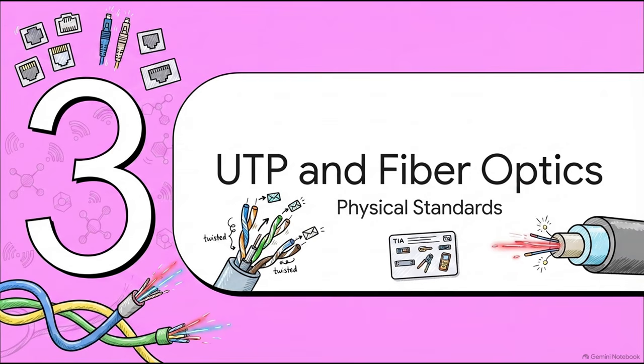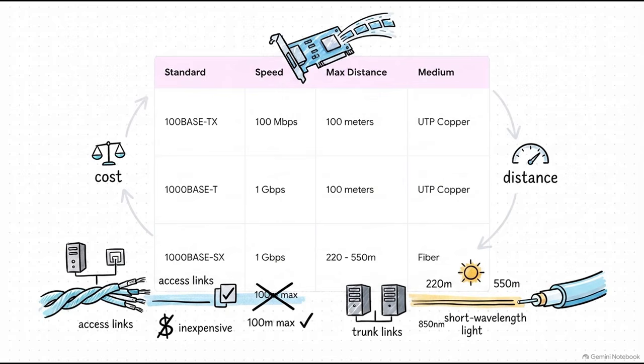Section 3. UTP and fiber optics. All right, so the NIC fires the data out, but what exactly is it traveling through? We've basically got two main highways here. On one side, we have unshielded twisted pair, or UTP copper wire. You'll see this in standards like 100BASE-TX and 1000BASE-T. These are super inexpensive, and they totally dominate those shorter access links that connect your computer to the wall. But there's a catch. They max out at exactly 100 meters.